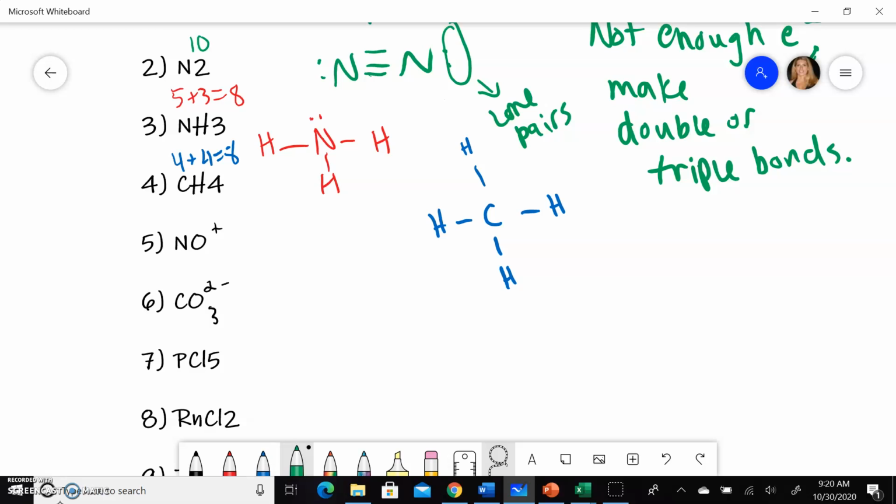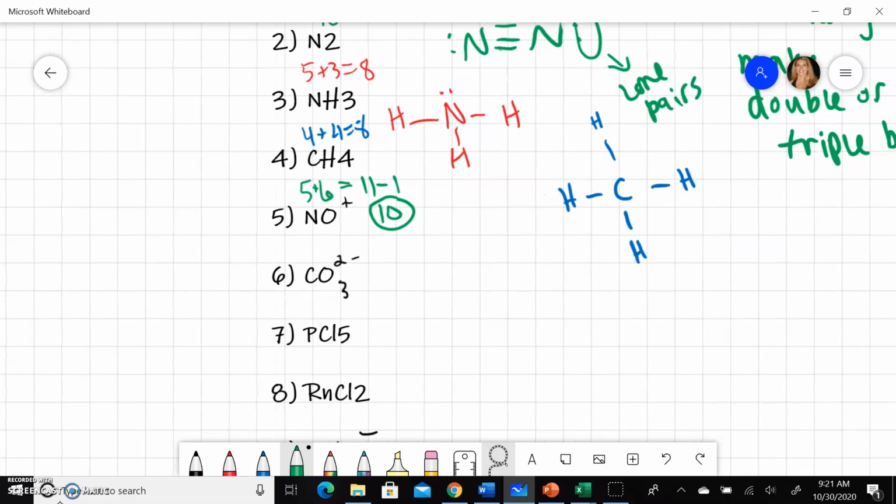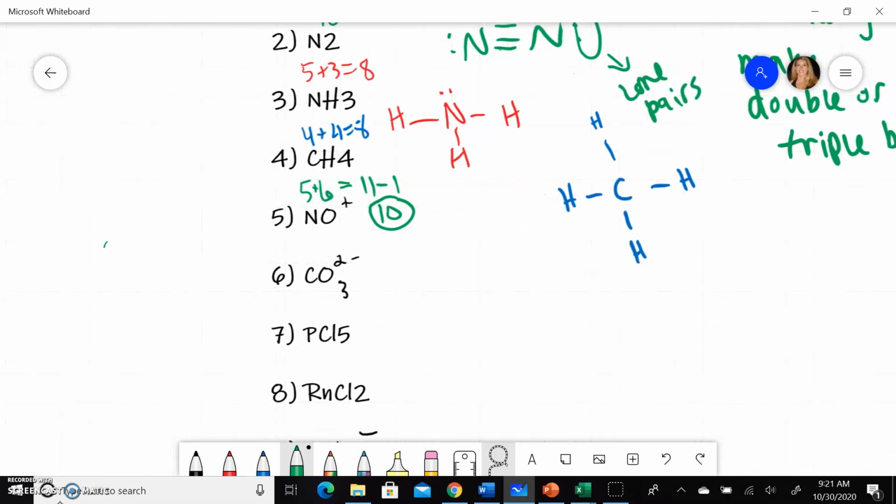This next one, nitrogen has 5 valence electrons and oxygen has 6. So that's going to give us 11, but then we're going to take 1 away, and so we have 10. And the reason we're taking 1 away is because it's a polyatomic ion, and so it has that positive charge, so we need to take 1 away from the total that we have. So we have a nitrogen and an oxygen, and I can already tell that we're going to need multiple bonds because I remember from the nitrogen one that we did, the N2. So let's go ahead and put a double and see how that does.